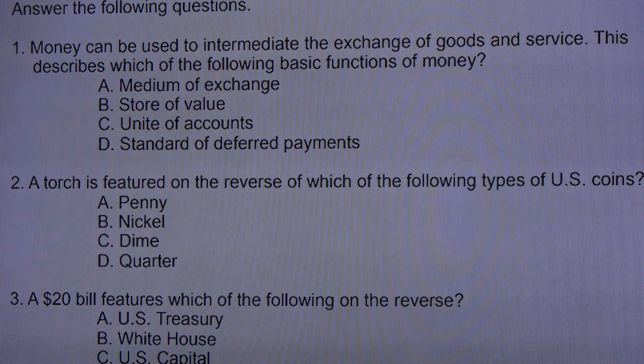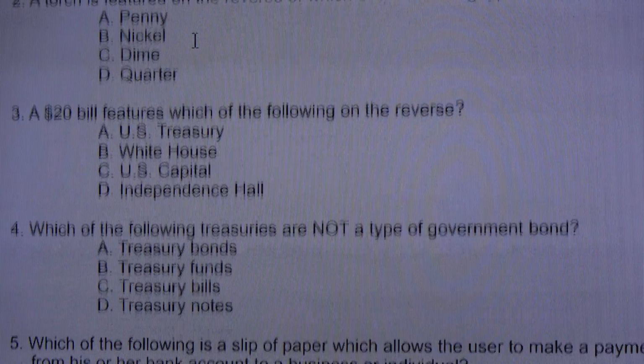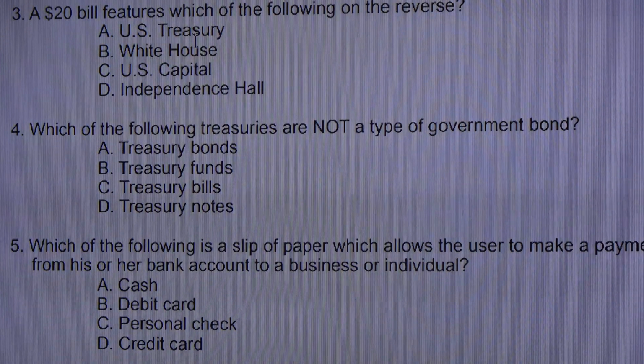Okay, number two, a torch is featured on the reverse of which of the following types of U.S. coins? Is it a penny, a nickel, a dime, or a quarter? Okay, the torch is on the back of a dime. A $20 bill features which of the following on the reverse? Is it the U.S. Treasury, the White House, the U.S. Capitol, or Independence Hall? The answer is B, it's the White House.